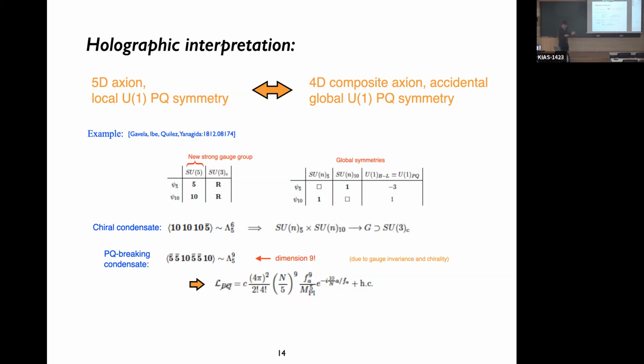So that's it for the quality problem. As I said, it's dual to this accidental Peccei-Quinn symmetry. But now what you can do is you can say, okay, well, I've got this 5D framework. Can I then solve more problems? And the answer is yes.